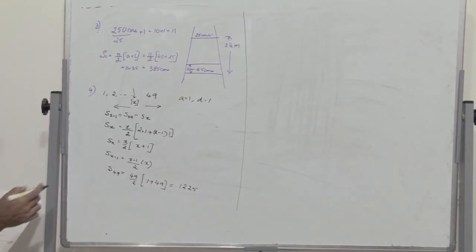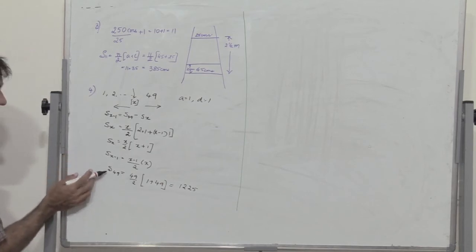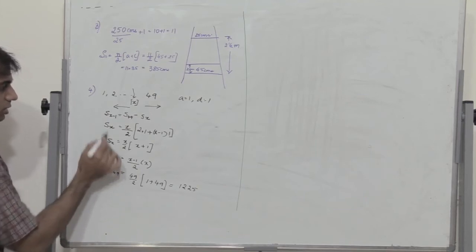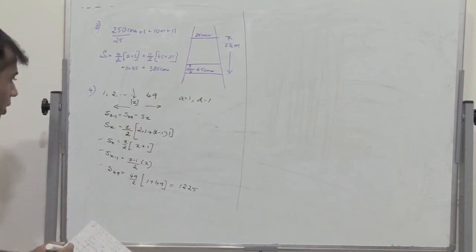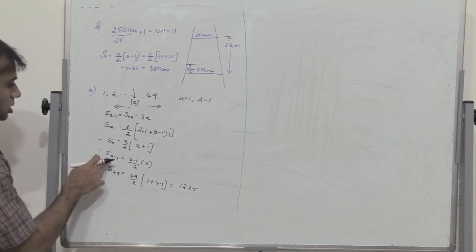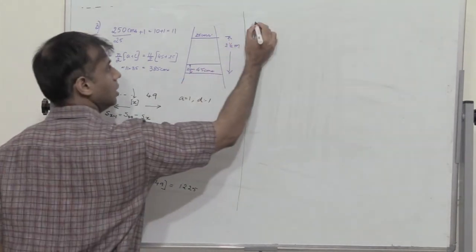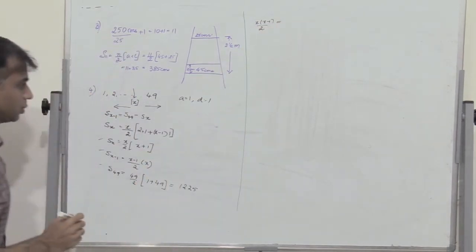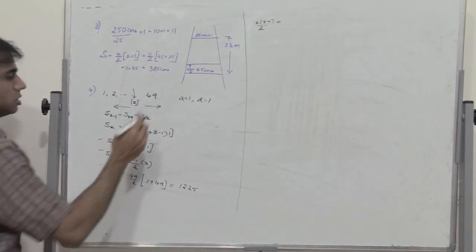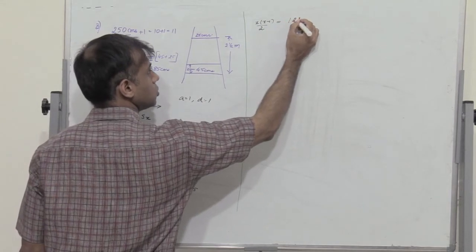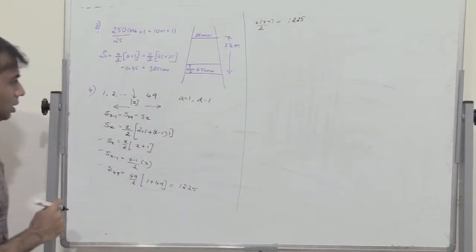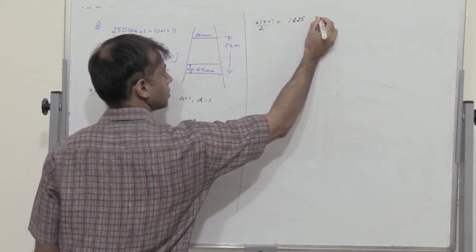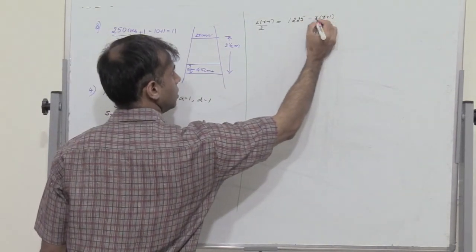So we have all the values: we have S of x, we have S of x minus 1, and we have S49. So let us substitute all these three in this equation and equate the corresponding terms. So S of x minus 1 is x into x minus 1 by 2, and that is equal to S49, which is 1225 minus S of x, which is x into x plus 1 by 2.